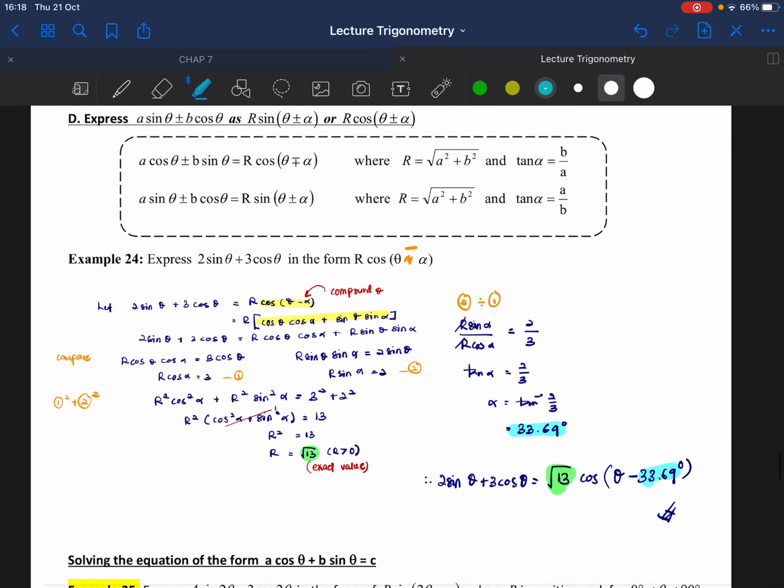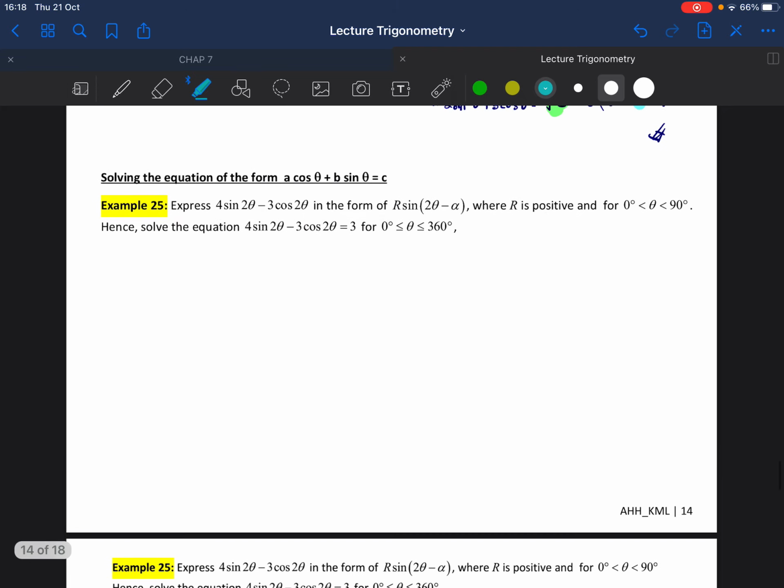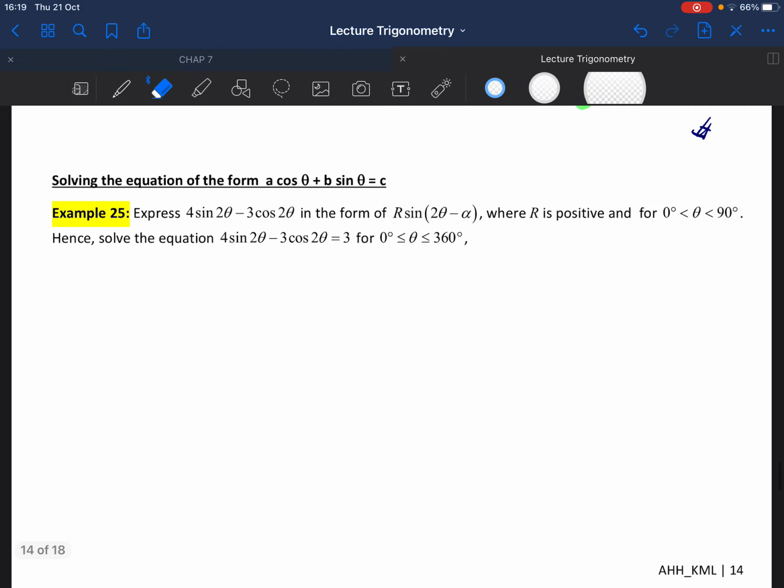Okay, so let's take a look at the second question here. We have express 4 sin 2 theta minus 3 cos 2 theta in the form of r sin 2 theta minus alpha. Okay, so basically dekat situ ialah sama dengan the previous question. Cuma dekat sini dia ada tambahan. Hence, solve this equation. Okay, kita lupakan tu dulu. Kita settlekan the first part of the question dekat sini. So, we will have 4 sin 2 theta. Ya, saya buat dekat next part lah.